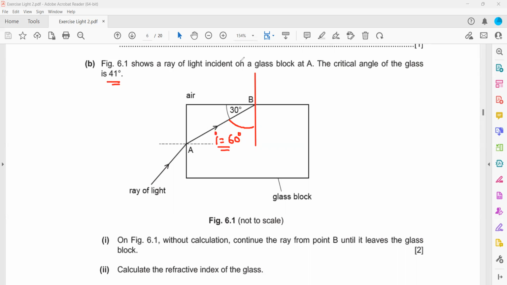So what should I do? I will draw a light ray reflected back. Why do I draw it reflected back? Because this angle of incidence is more than 41. Incidence more than critical, that's why total internal reflection. Then I will draw a normal again. Is it clear, the first one? Yes, sir, clear. And the second one, we'll draw a normal again on the other side, because this will be the normal. So this angle will be 30.